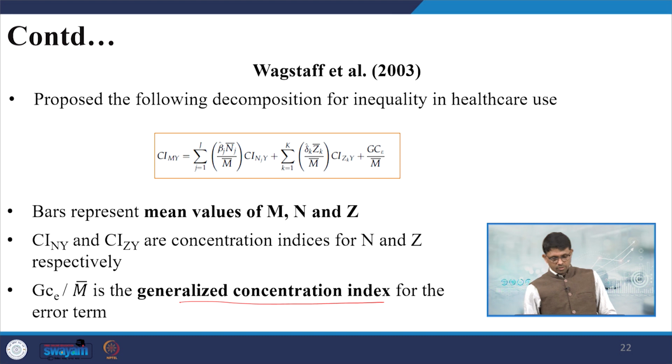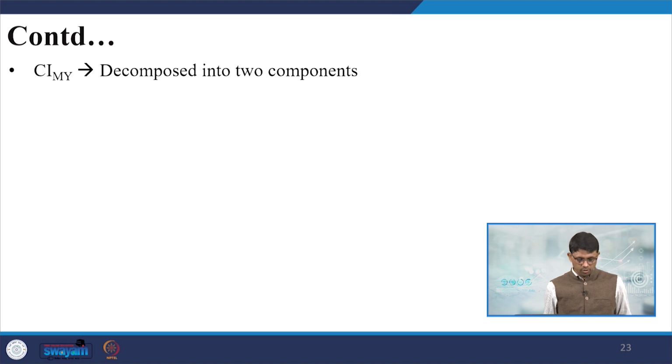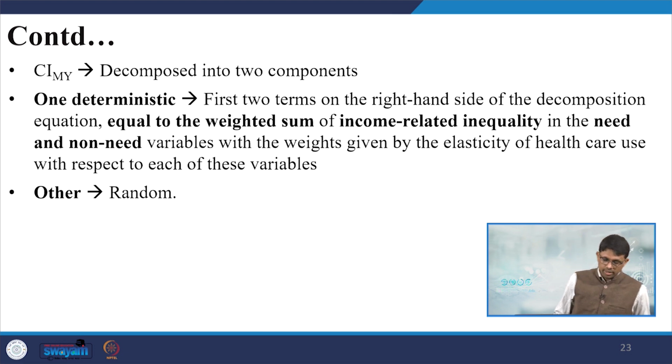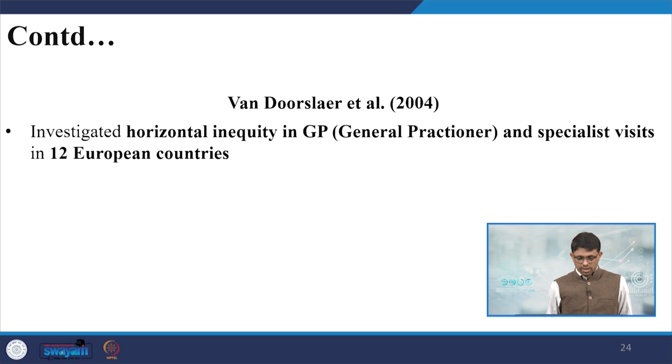Okay. So, further details you can get from the paper, and so this is indeed the decomposed indicator of CI M Y. One deterministic value is that the first two terms on the right hand side of the decomposition equation equal the weighted sum of income related inequality in the need and non-need variables, with the weights given by the elasticity of healthcare use with respect to each of these variables. Others are actually random. Okay.